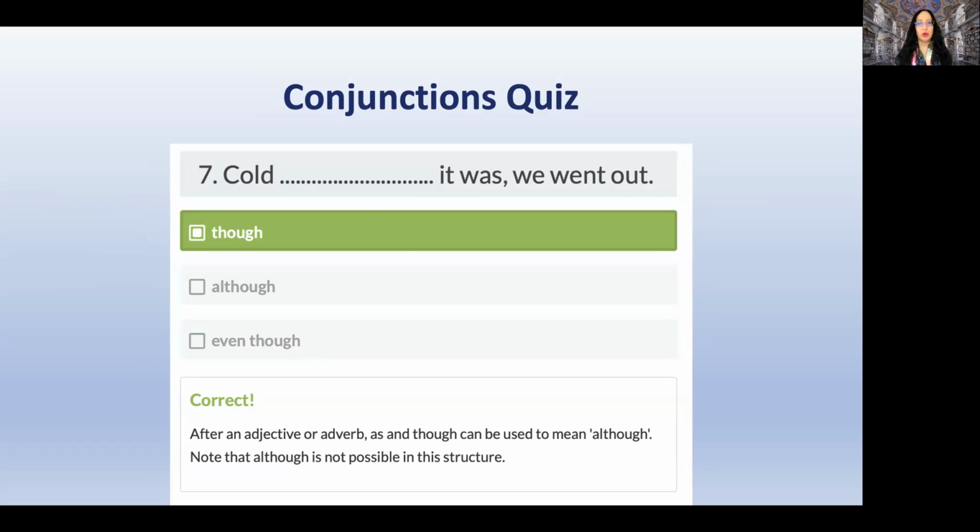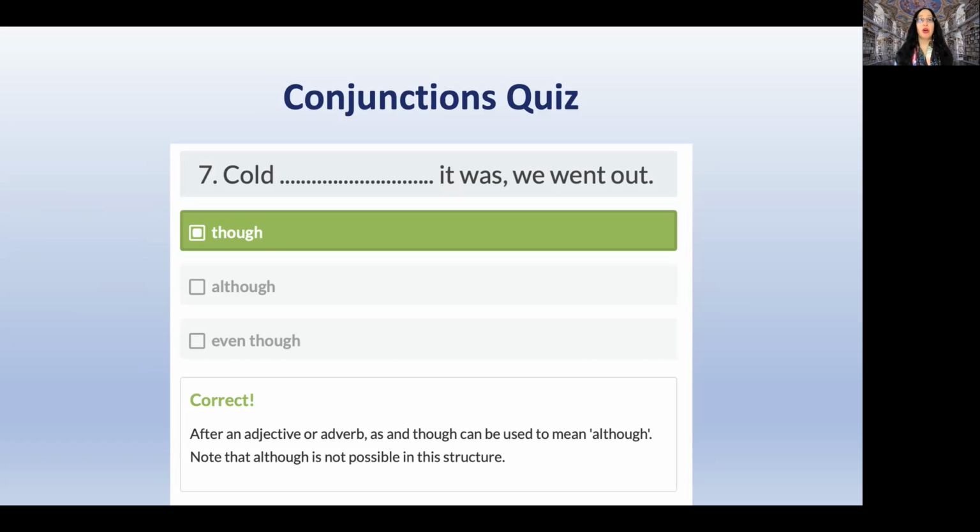Cold though it was, we went out. Now, this is pretty tough. After an adjective or an adverb, okay, cold is what? The adjective, right? And though can be used to mean although. Note that although is not possible in this structure, okay? Why? Because we start although in the beginning of a sentence.